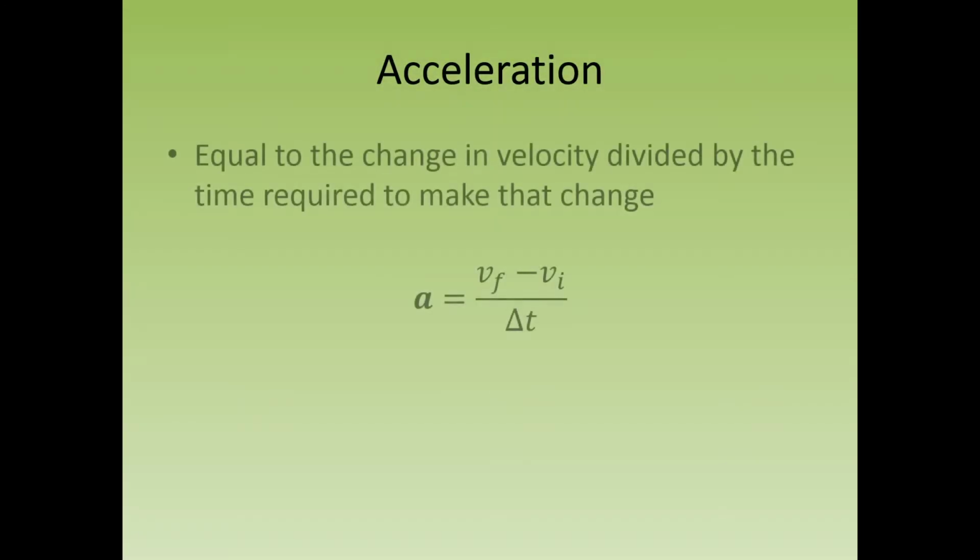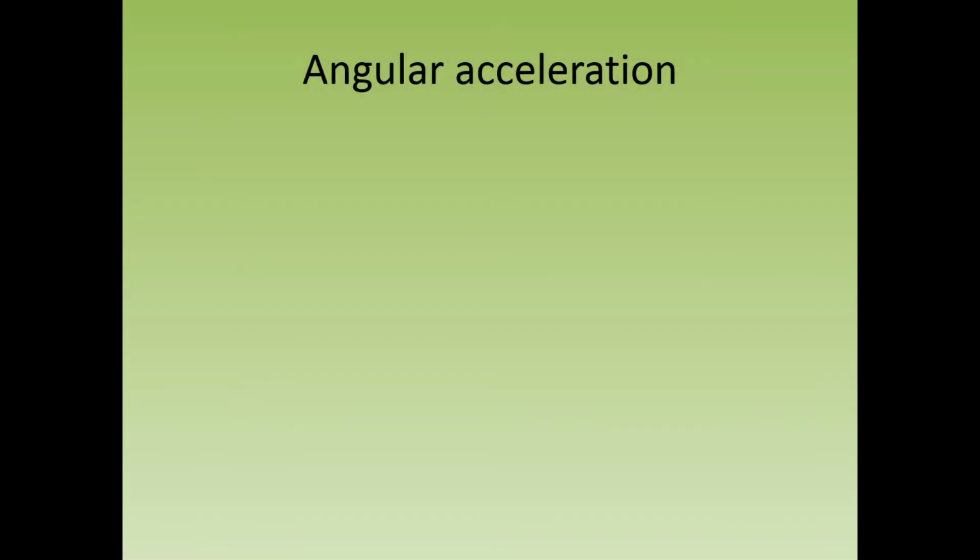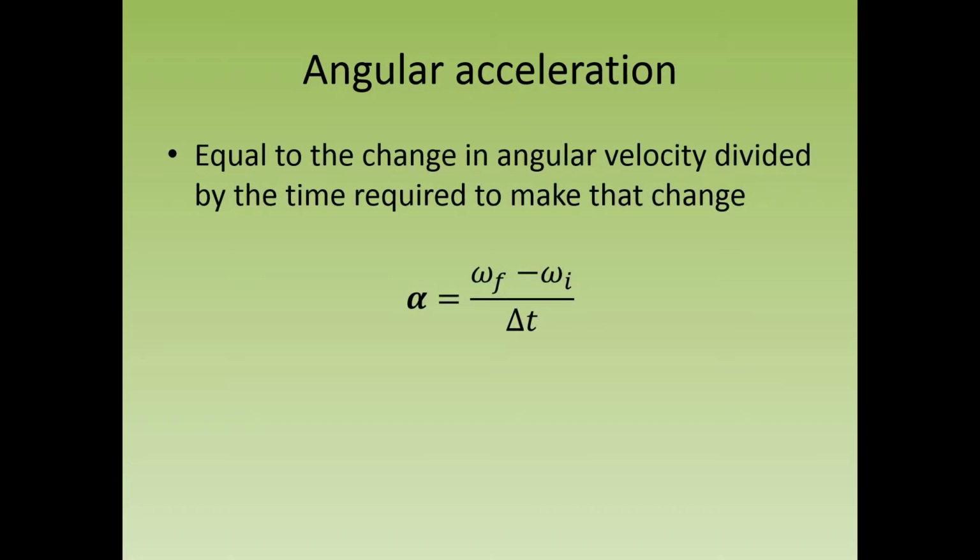Acceleration is defined as a change in velocity over the change in time. With angular acceleration, it is equal to the change in angular velocity divided by the time required to make that change. It is represented by the variable alpha. Omega f and omega i represent the final angular velocity and the initial angular velocity.